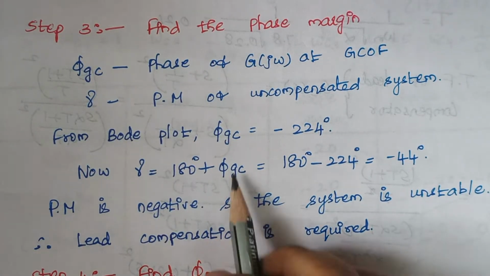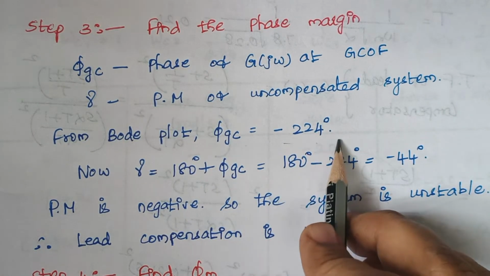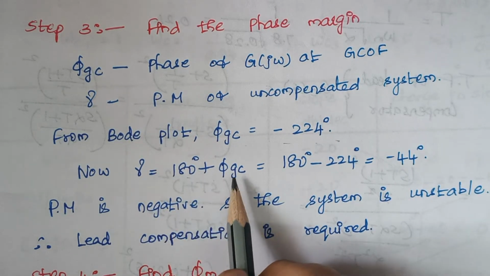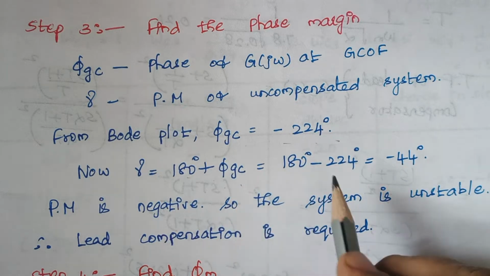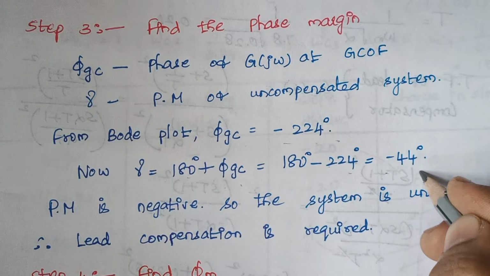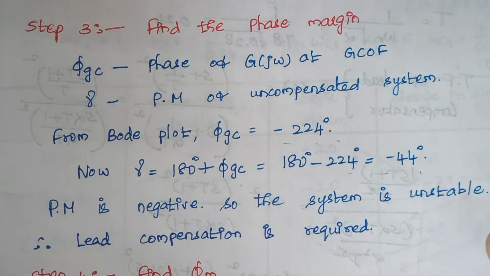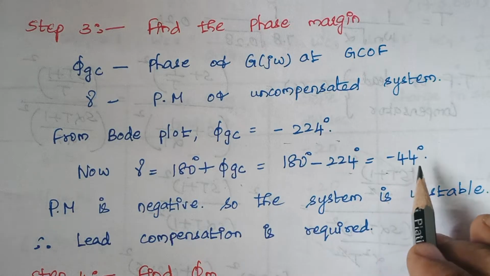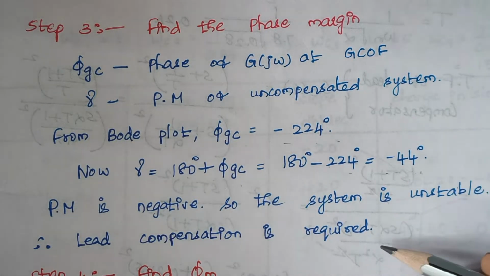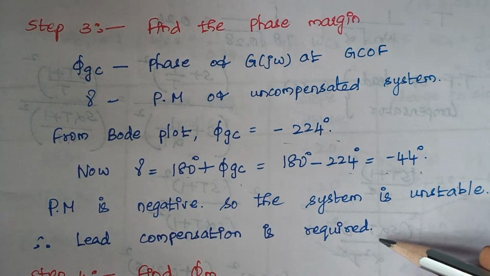Just now we had calculated the angle, right? It is minus 224. Now the phase margin is given by 180 degrees plus this angle, phi GC. So 180 minus 224 gives you minus 44 degrees. Whenever the phase margin or gain margin, whatever it may be, is negative, if even any one of them is negative, then the system is unstable. Here we have a negative phase margin, therefore the system is unstable. Therefore we are moving to the lead compensation, right?